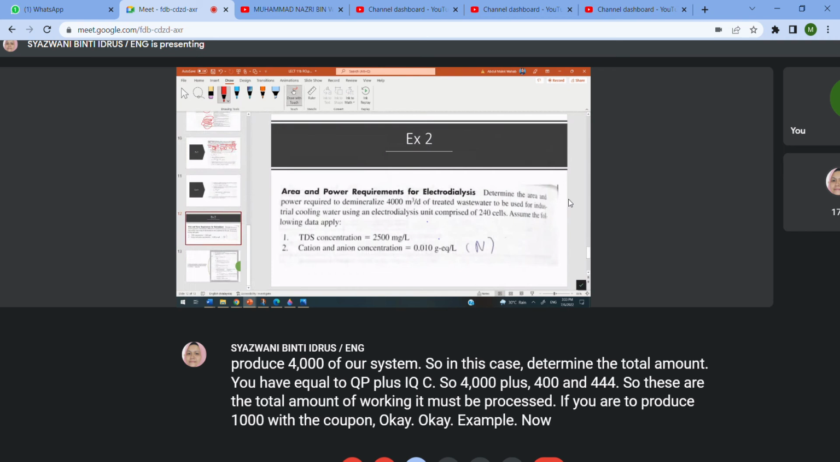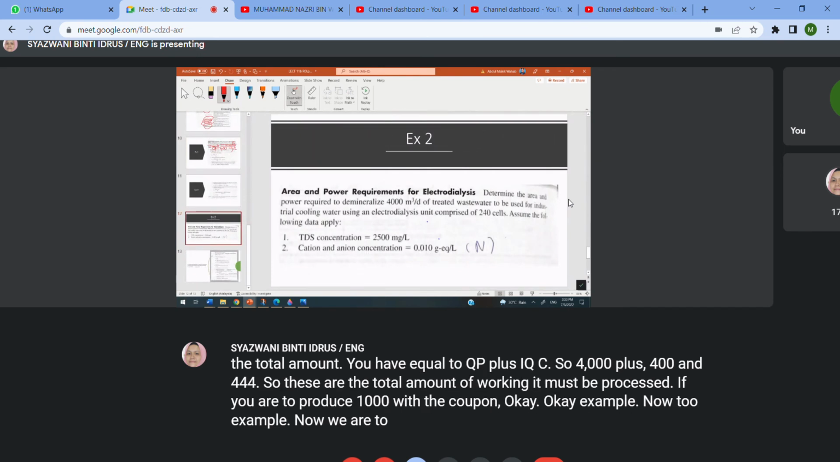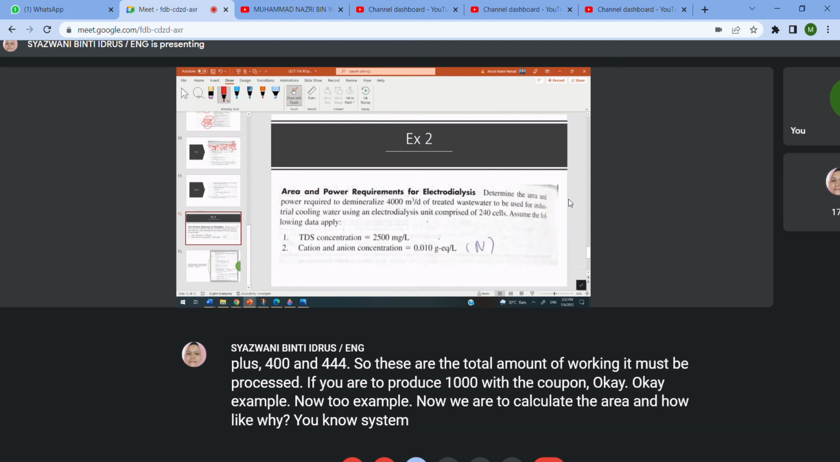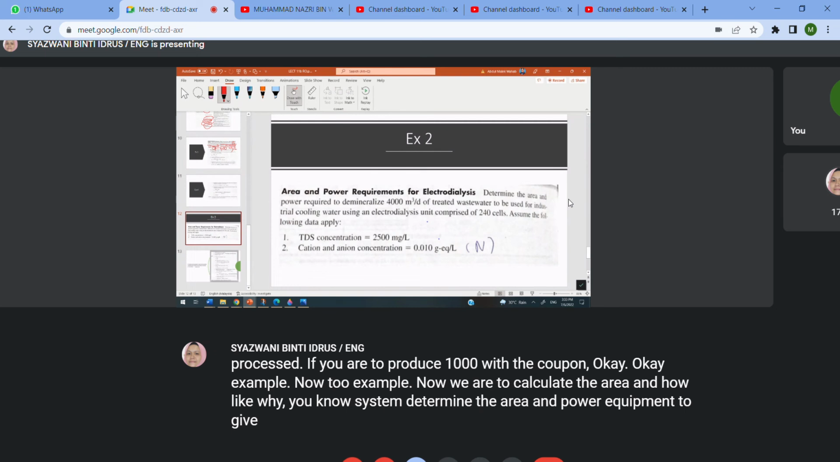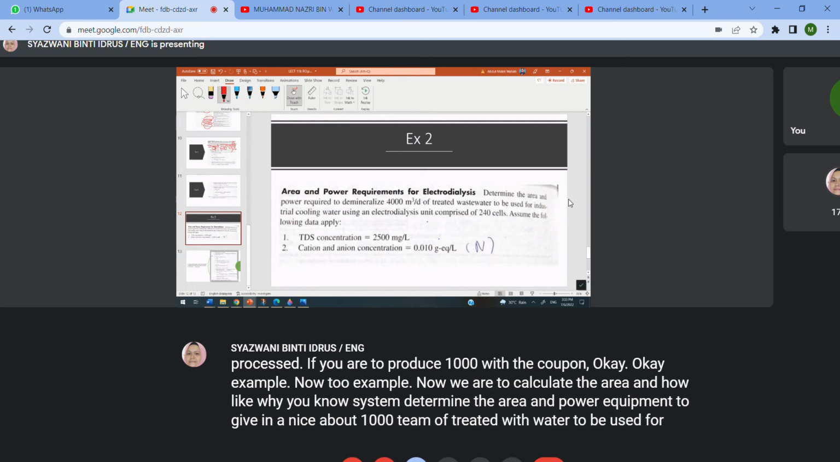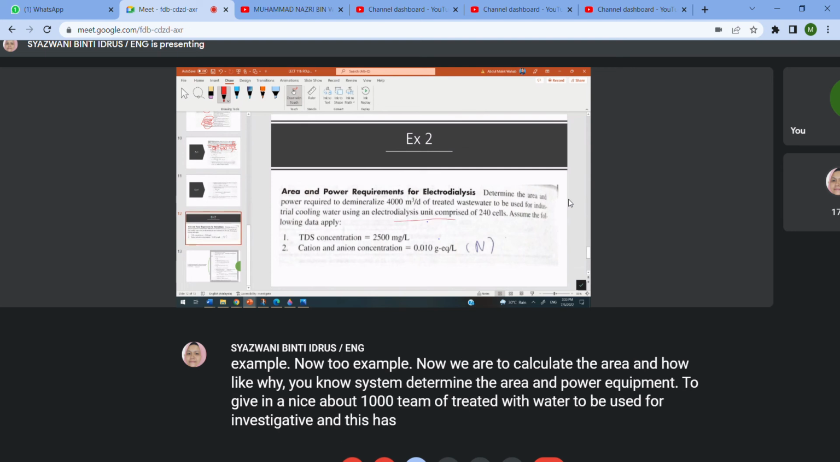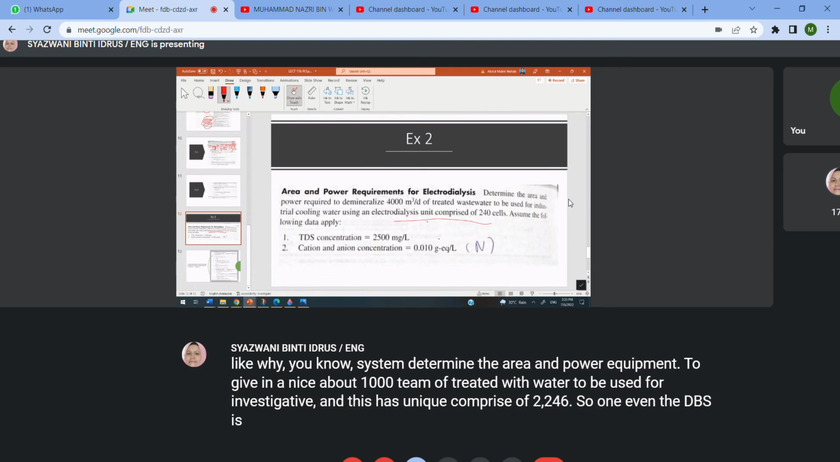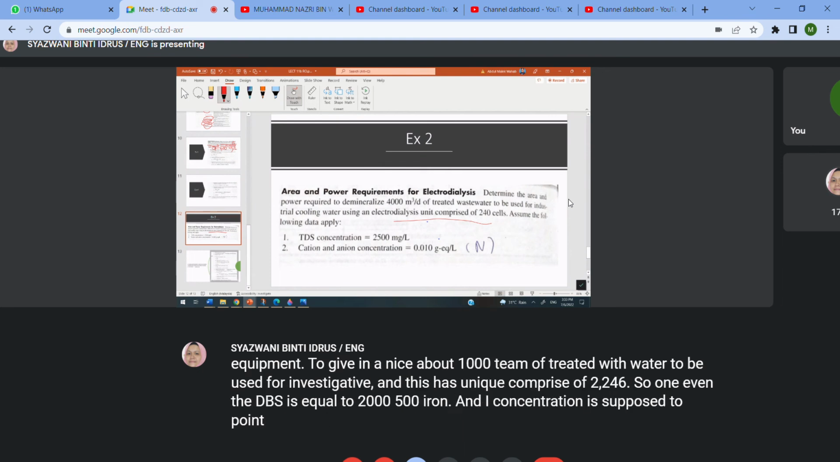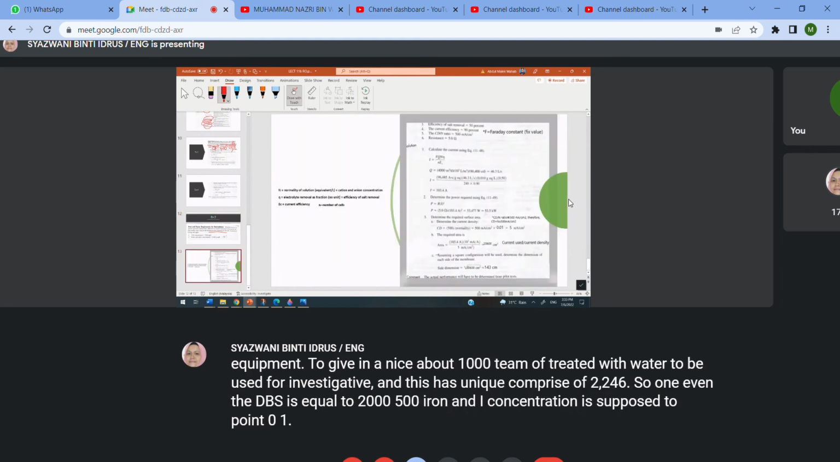Okay, example number 2. We are to calculate the area and power requirement for an electrodialysis system. Determine the area and power requirement to demineralize about 4,000 meter cube per day of treated wastewater to be used for industrial cooling. And this unit is comprised of 2,240 cells. So number 1, you are given that the TDS is equal to 2,500. The cation and anion concentration is about 0.01 gram equivalent per liter. Okay, let's see the solution.